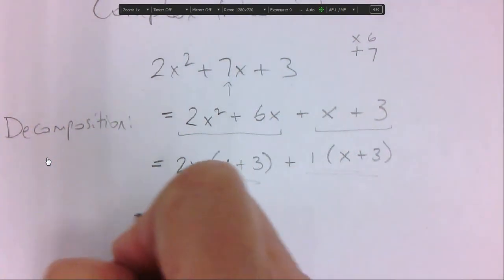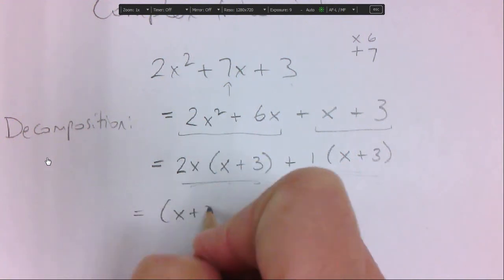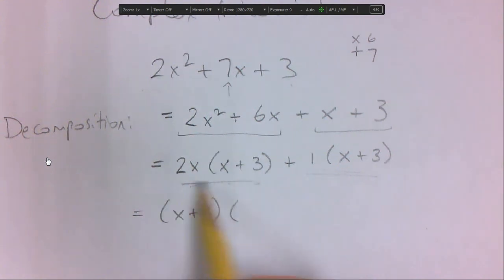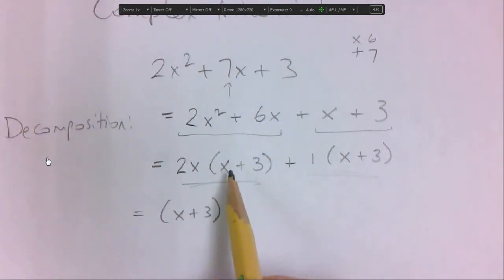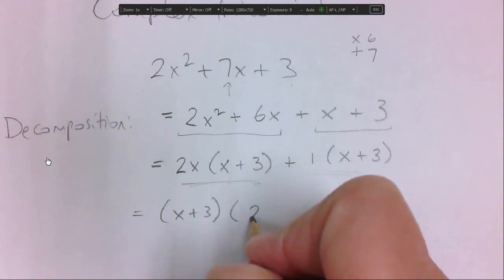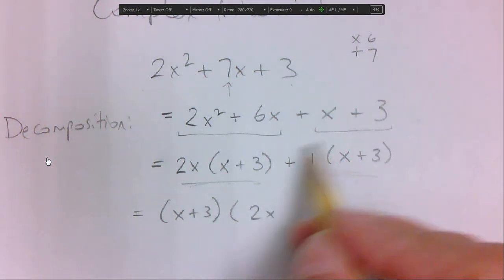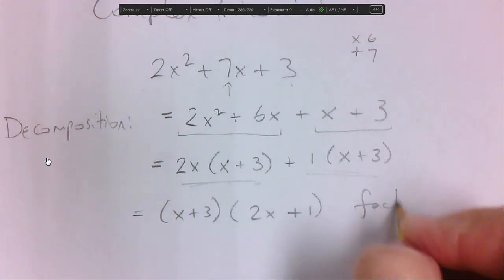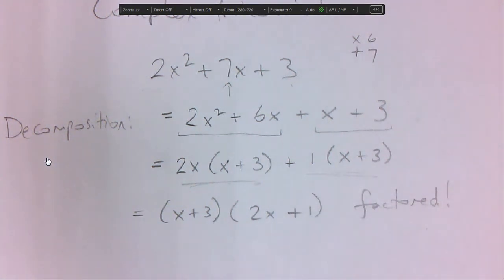Okay. Now you look at the 2 parts and you say, what's in common? Oh, I have a bracket with x plus 3 in it. So that becomes the common factor. And what goes inside is, if I take this part here divided by x plus 3, I'm left with just 2x. And if I take this part here divided by x plus 3, I'm left with a 1. And now I'm factored. And that's done.